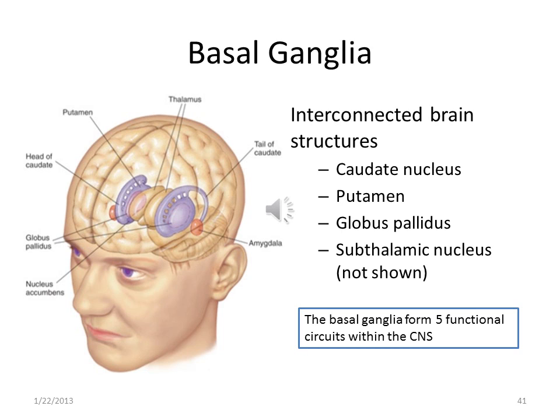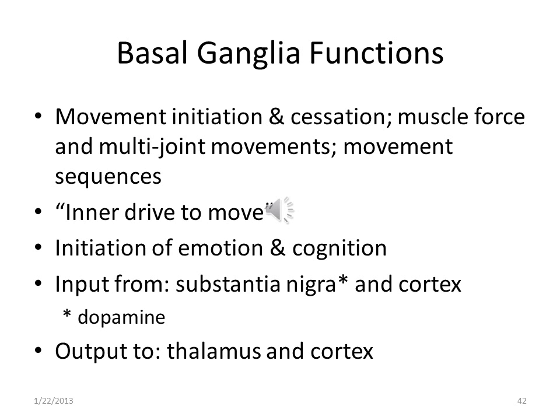There are 5 functional circuits that these basal ganglia structures form within the central nervous system. And one of these functional circuits is responsible for movement initiation and inhibition. Some of the most important basal ganglia functions with respect to movement are listed on this slide. The basal ganglia are responsible for initiating movements and stopping movement. That's what cessation means. They also are responsible for the correct amount of muscle force, for sequencing movements properly, and for multi-joint movements.